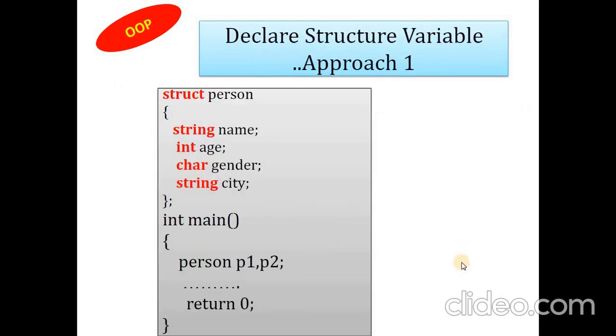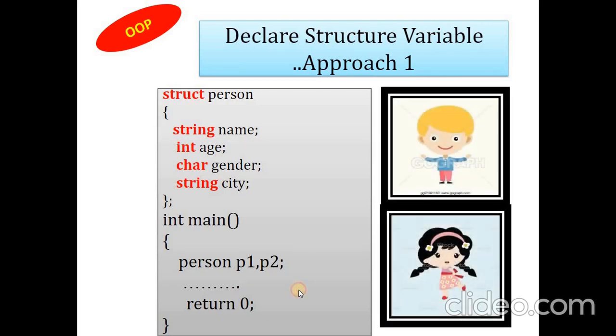First approach: after a structure gets ended, after its declaration, inside the main function you can have the structure variable declaration. As you can see, person p1, p2. So this is known as a declaration. p1 is said to be a structure variable, p2 is also a structure variable, whereas person is a structure. So this is the first approach, after declaration of a structure.